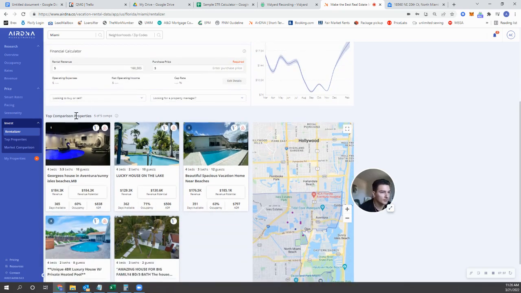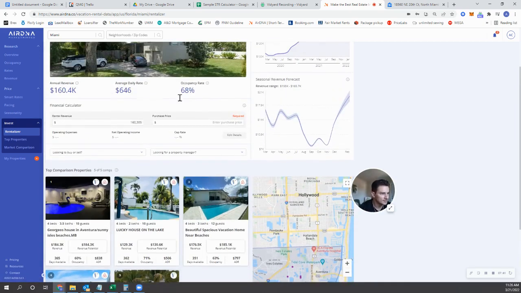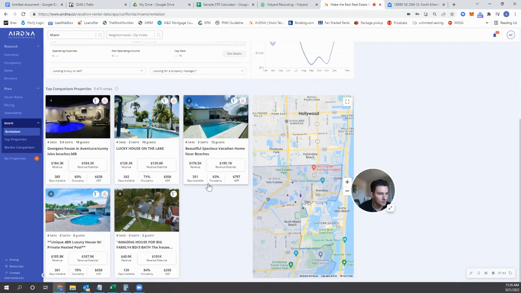What I'm looking at here is I see 160 from the algorithm, 646, 68%. I'm looking over here. That seems to make sense. 78%, 60%, 71%, 63%, 797, 506. Obviously, a little bit lower average daily rate, a little bit higher occupancy. These guys are doing all the right things apparently. They got a great average daily rate, great occupancy. Still $100 less than these guys, but we're talking about over 15% more.